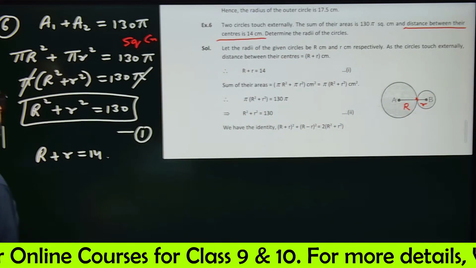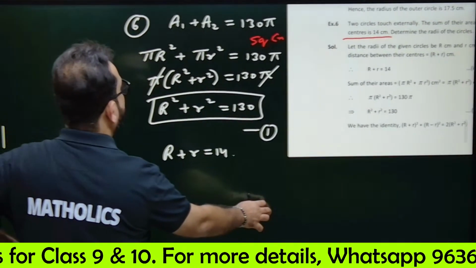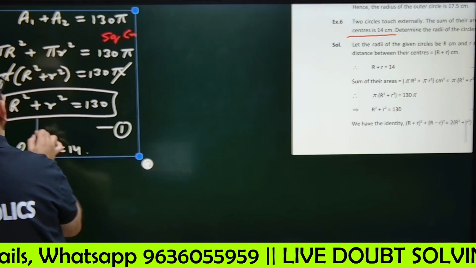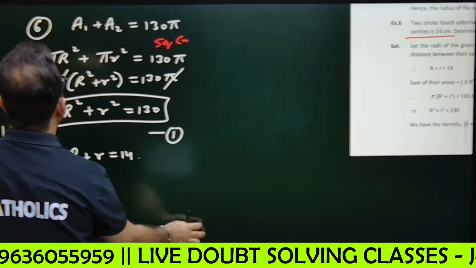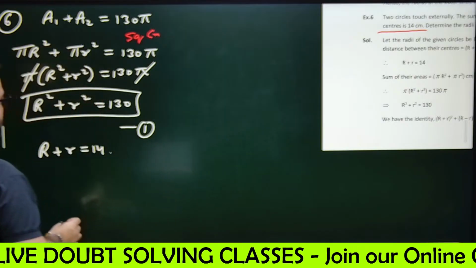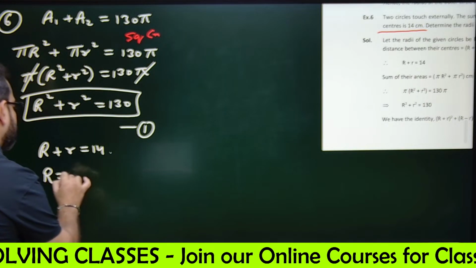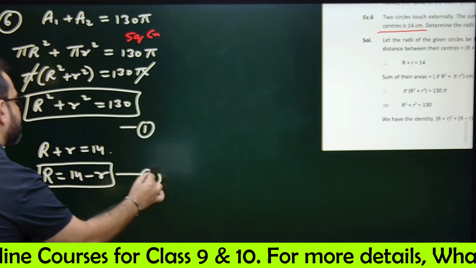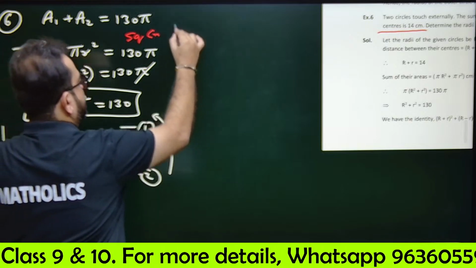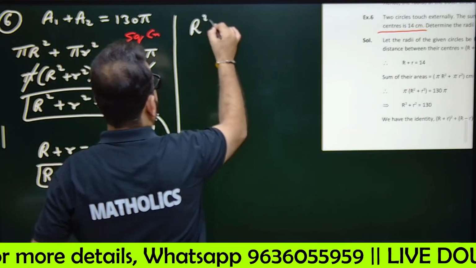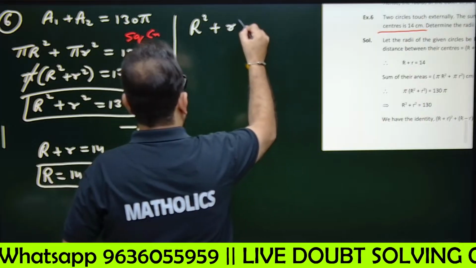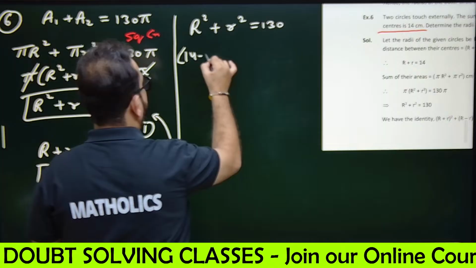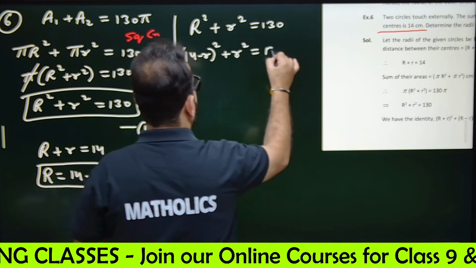Now see, if we solve this question, I get capital R equals 14 minus small r. Yes or no? I put this equation number 2 in equation number 1. So what do I get? Capital R square plus small r square is equal to 130. Instead of capital R, we'll write 14 minus r. So 14 minus small r whole square plus r square equals 130.